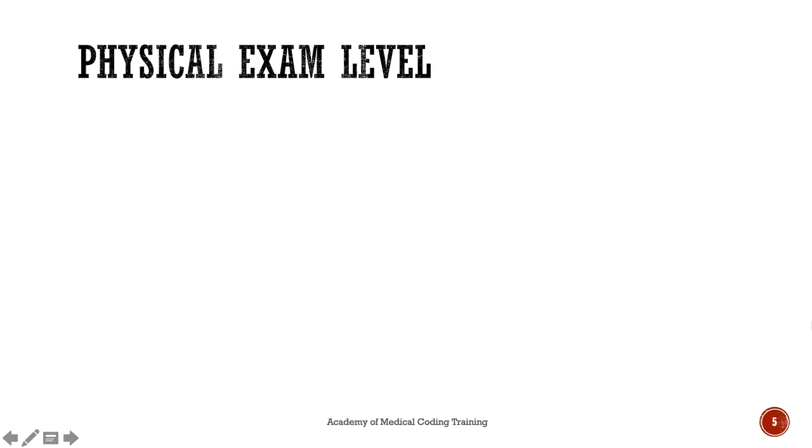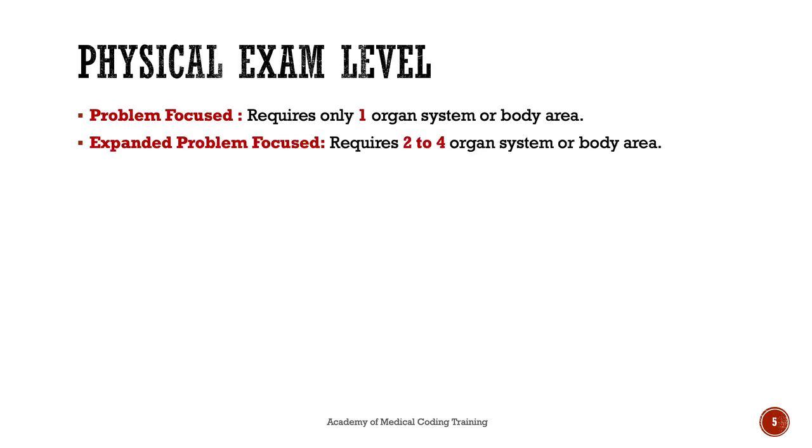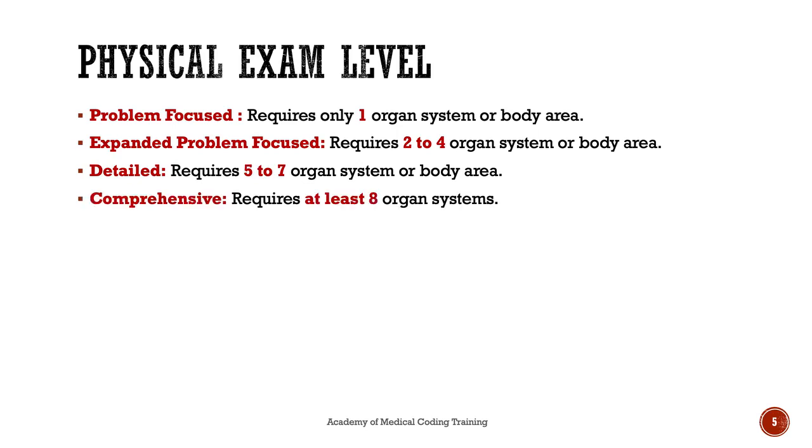Now let's see the physical examination levels. The first level is problem focused, which requires only one organ system or body area to be documented. The next level is expanded problem focused, which requires 2 to 4 organ systems or body areas. Third is the detailed physical exam, which requires 5 to 7 organ systems or body areas. And last is the comprehensive physical exam level, which requires at least 8 organ systems.